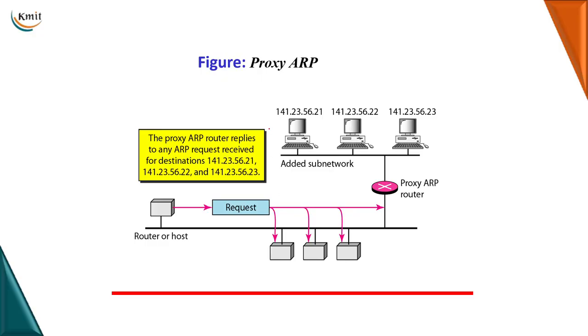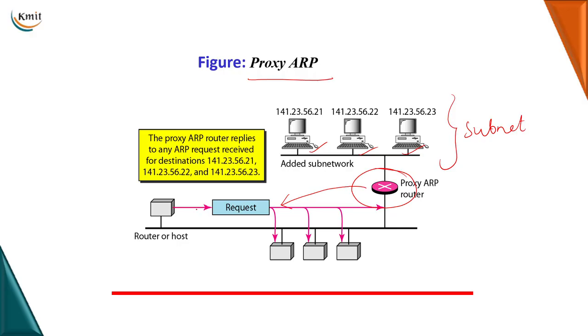Let us see what is proxy ARP. I make a particular router a proxy ARP router, which is connected to a set of devices in a subnet, a subnetwork. So it will act on behalf of all these hosts. Whenever a host or a router requests a particular device's physical address, what proxy ARP does is, in the reply, it will give its own physical address.